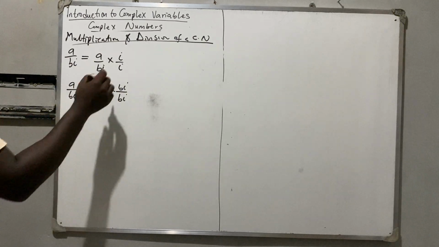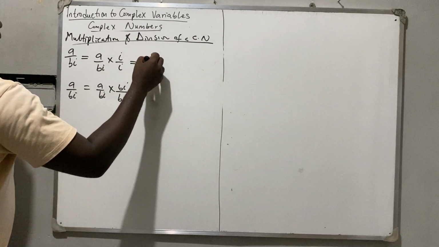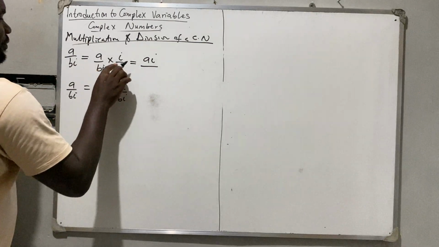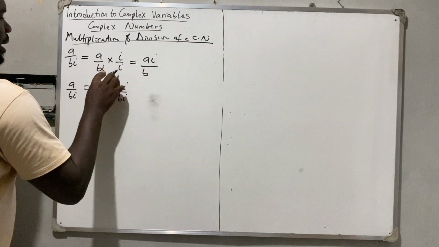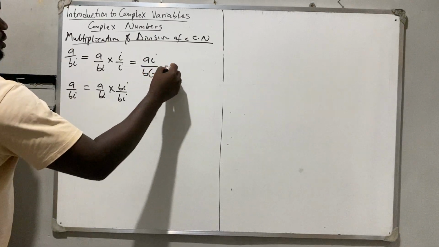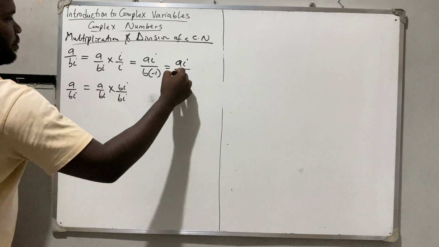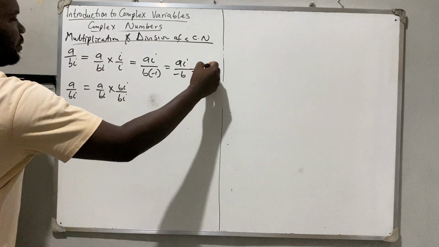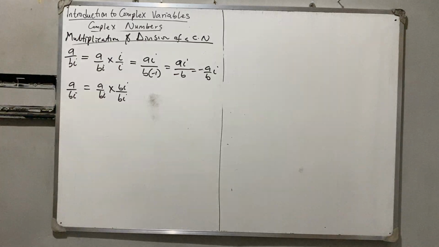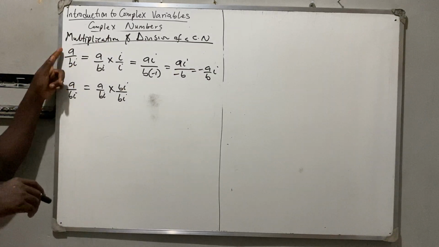So this one will give you ai over, first of all, b times an invisible 1 is b, then i times i will give you i squared, and i squared is minus 1. So this is basically ai over minus b, which is minus a over bi.